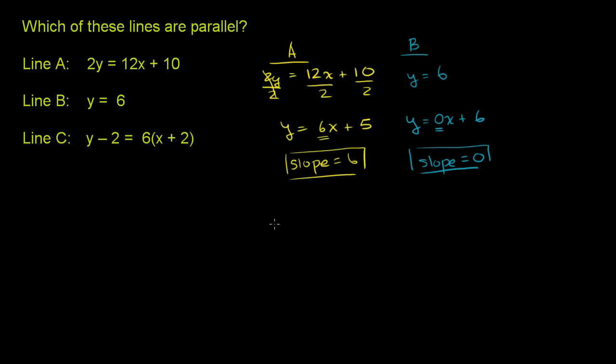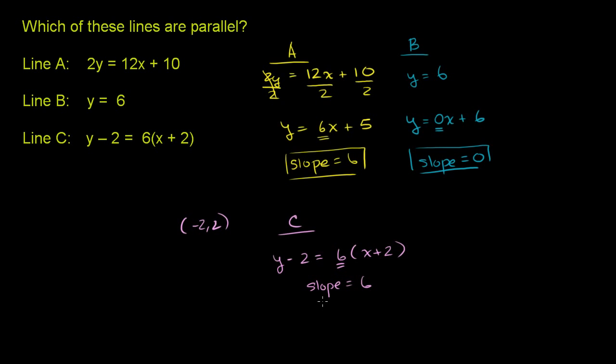So let's try line C. Line C, I'll do it down here. Line C. So that's y minus 2 is equal to 6 times x plus 2. And this is actually in point slope form, where the point x is equal to negative 2, y is equal to 2. So it's the point negative 2, 2 is being represented here because you're subtracting the points. And the slope is 6. So we already know that the slope is equal to 6.